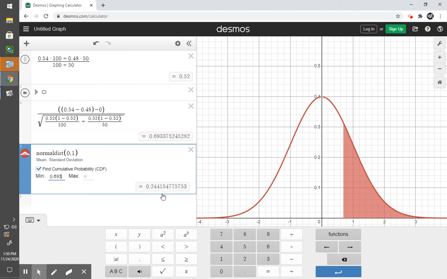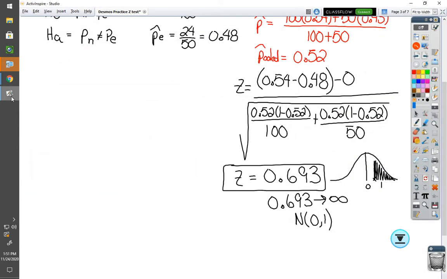0.244 for my p-value. Very large, very insignificant. So I have a p-value which is equal to 0.244. We will definitely fail to reject at any alpha level. It doesn't matter because that's so insignificant.